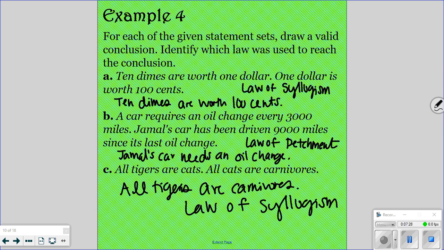So if you're still having trouble figuring out which one is which, usually on the law of syllogism, there's going to be a part that is repeated, and you mark it out and you write the other parts. So if you look at C, all tigers are cats and all cats are carnivores. So all tigers are carnivores. For A, 10 dimes are worth $1 and $1 is worth 100 cents. So 10 dimes are worth 100 cents. So that's how you can maybe help see law of syllogism.